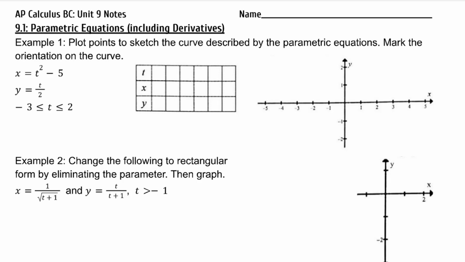Today we're going to talk about parametric equations and also how to derive them. For example 1, plot points to sketch the curve described by the parametric equations. Mark the orientation on the curve. Our interval is -3 to 2, so that will be our t values.